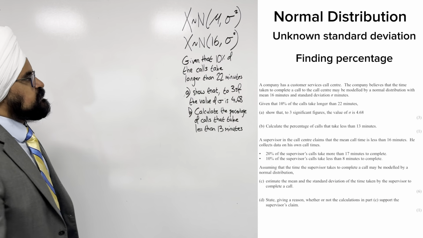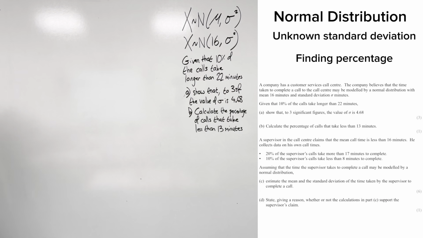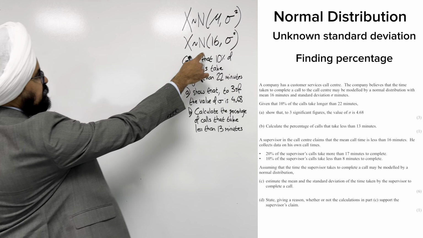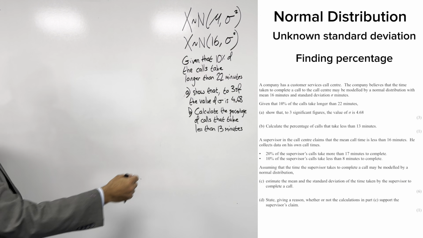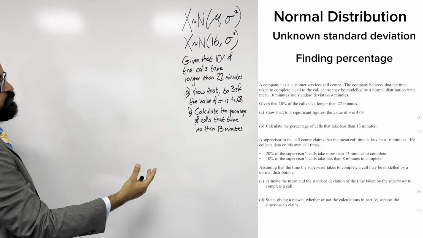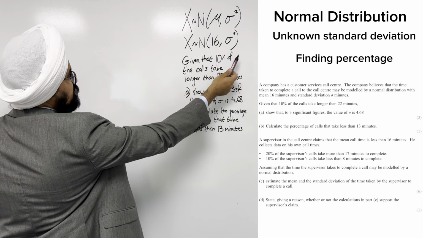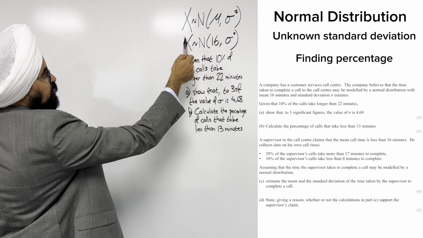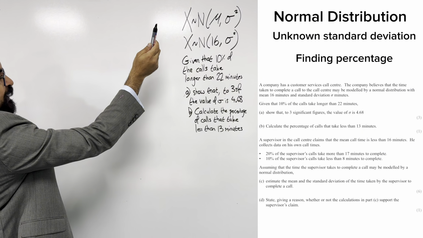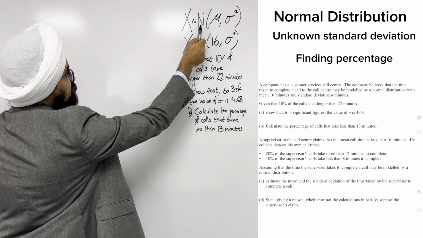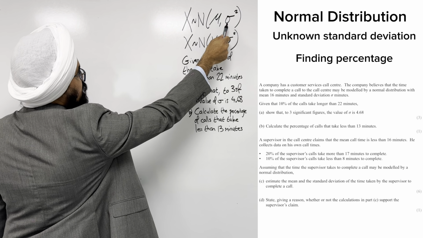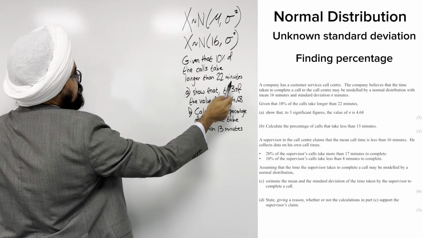We are dealing with a customer services call center, and we've been given information in regards to the mean, which I have represented here, and also the standard deviation is unknown, which we're representing with the sigma. This is a normal distribution. You want to make sure that you use the right notation for a normal distribution, where x is a continuous random variable, which is normally distributed with our mean and then sigma squared.